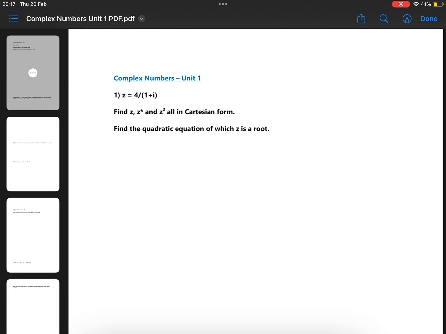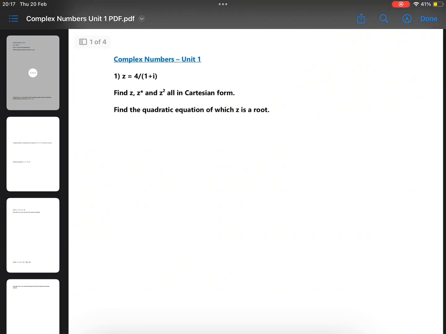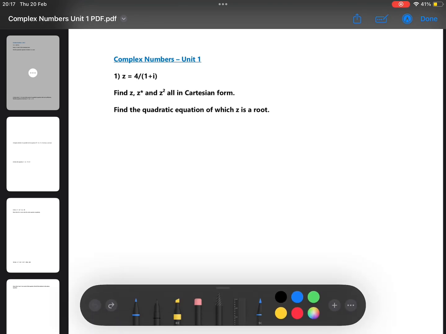Anyway, let's get started. So our first question: we've been told z is 4 divided by 1 plus i, and we need to find z, z star, and z squared all in Cartesian form. So that essentially means a plus bi form.